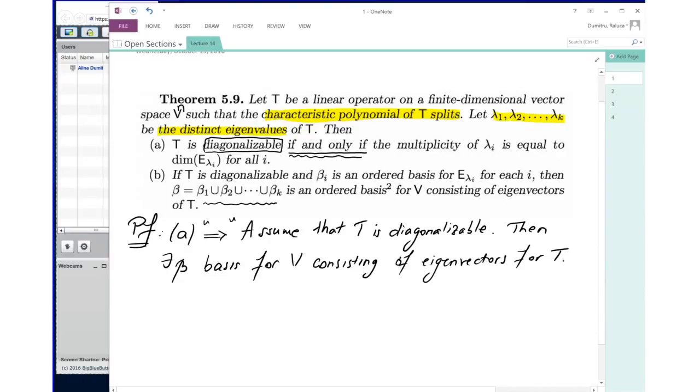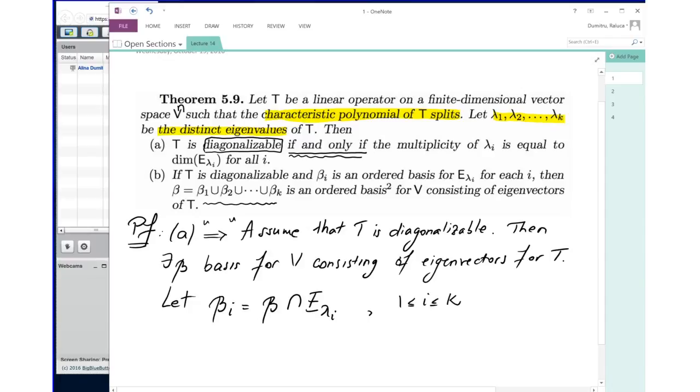Okay, so there are n elements in beta. We assume that the dimension of V is n. But how do we find eigenvectors for an operator? Well, we find them in each eigenspace. We take them from the eigenspaces. So let me denote by beta_i the intersection between beta and the eigenspace corresponding to the eigenvalue lambda_i. And we're going to do this for every i between 1 and k.